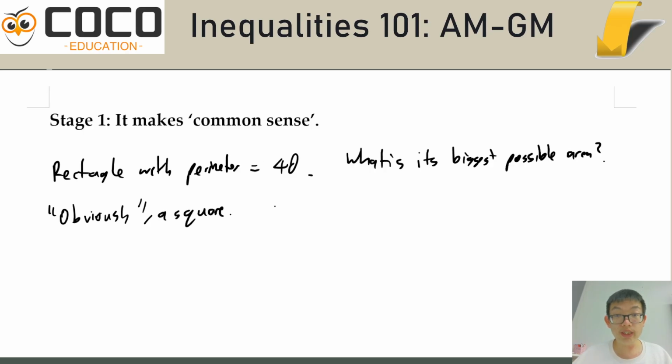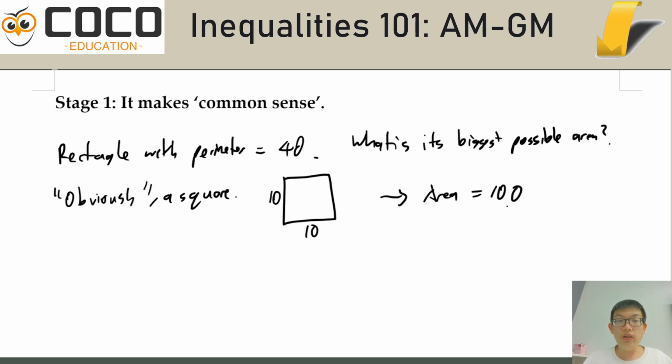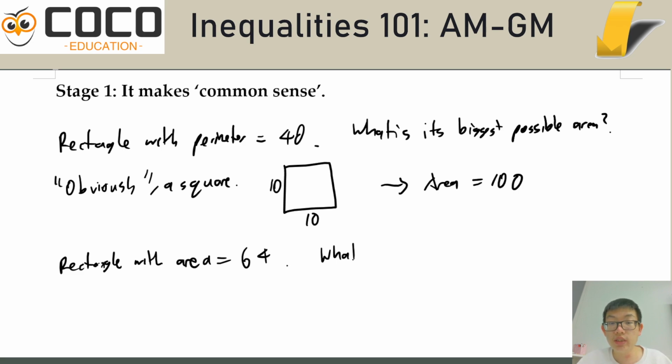So if it were a square, then how do you get a square? Well, perimeter is 40, means 10 by 10. And now let's say I flip it around and say that I have a rectangle with area equal to, let's say, 64. And I ask you what is the smallest possible perimeter.